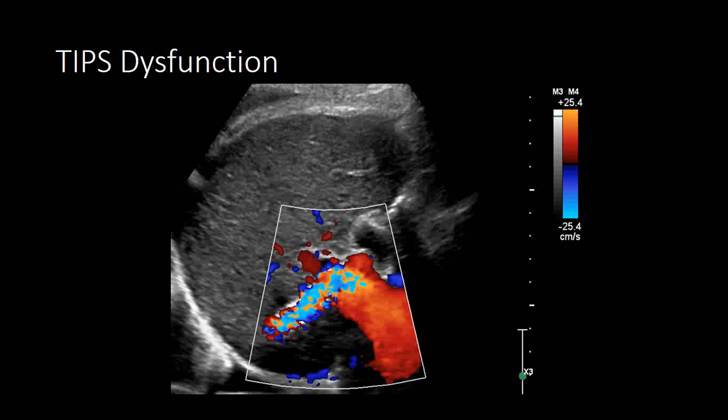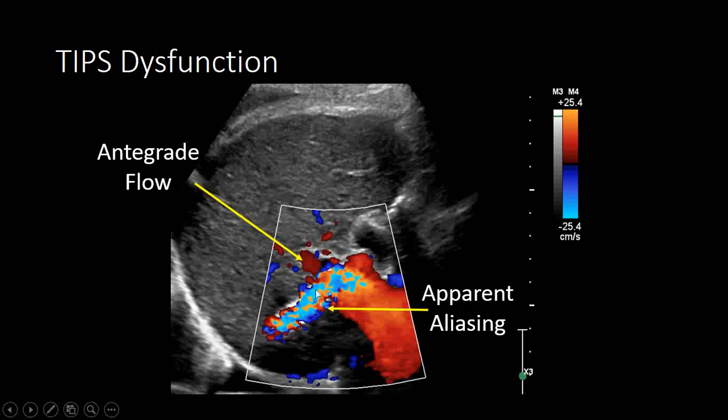Here is an example of a person with a TIPS. We have color flow on the TIPS. We see the main portal vein here. We see the TIPS here, and we see a branch of the right portal vein with antegrade flow. This makes us suspicious that this TIPS is not properly functioning because this flow should be coming back through the TIPS, not going out into the liver.